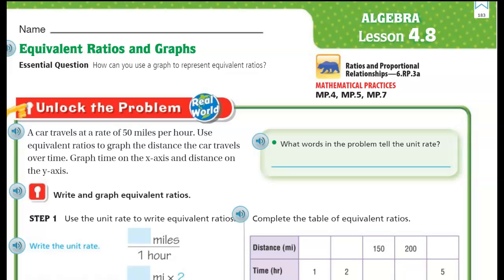In this flipped math lesson, I am going to be taking you through the first page of lesson 4.8. So if you do not have your book open yet to lesson 4.8, pause the video here. Now that you've found lesson 4.8, let's work through each section together.